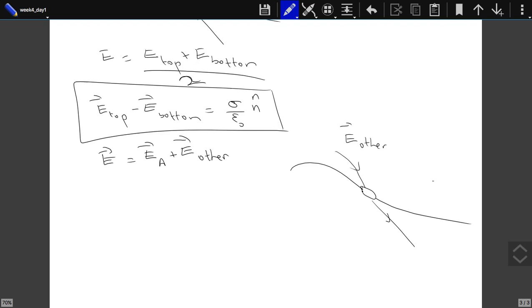Do you follow? But you see, the surface charge at this point is 0 for E other. Since the surface charge at this point is 0, E other is continuous through this point. It doesn't change whether you go to that point from this direction or from this direction. It is continuous.